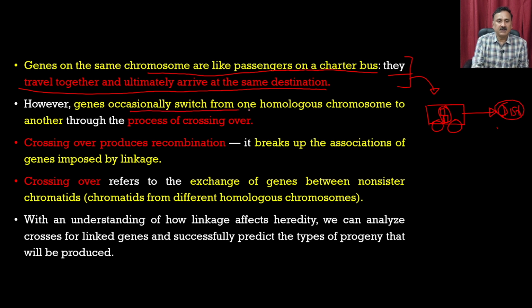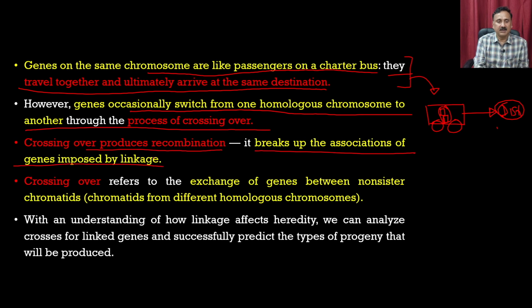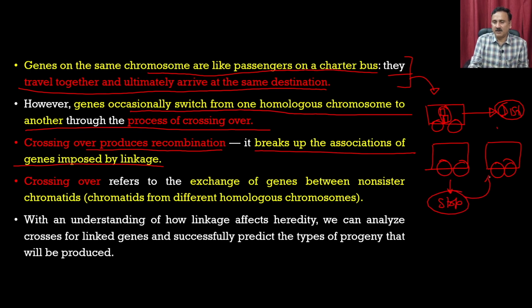However, genes occasionally switch from one homologous chromosome to another through the process of crossing over, right? So crossing over produces recombination. It breaks up the association of genes imposed by linkage. So it happens that you are sitting on this bus, and another person is sitting on another bus, and over the course of time, when it stops at one stop, you go from this place to that place, and that is what is called crossing over, right?